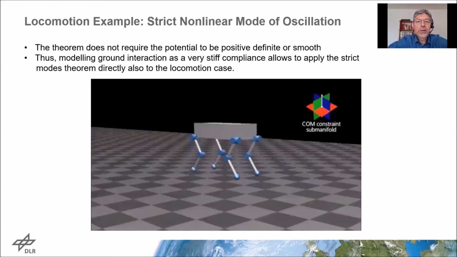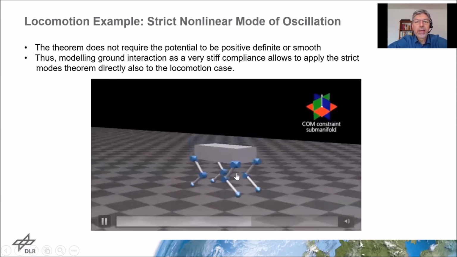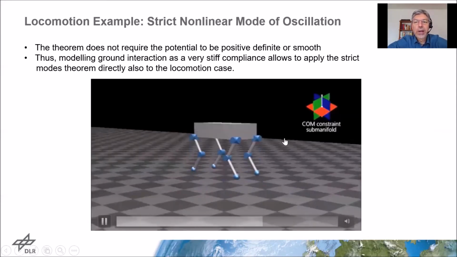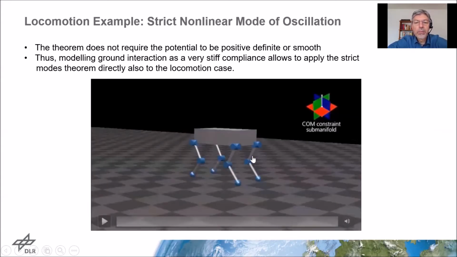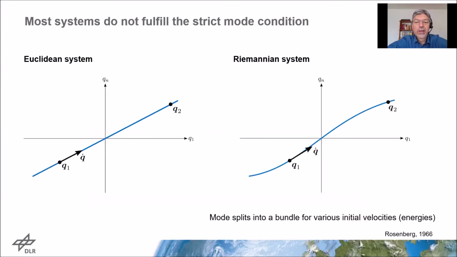Basically, the theorem does not require the potential to be positive definite or smooth. So modeling the ground interaction as a very stiff compliance allows us to directly apply the strict mode theorem to show that such a hopping motion of a symmetric quadruped is indeed a periodic trajectory on the mode. This is the good news.